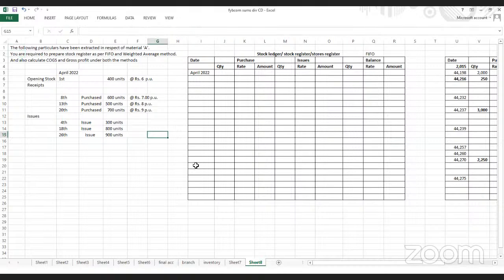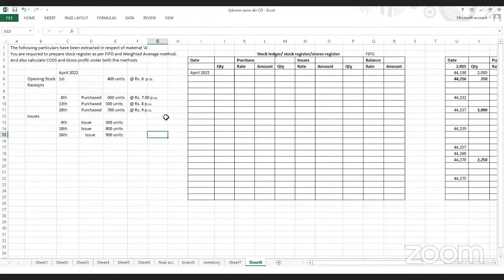Okay, so to solve this sum, you have to draw this format which is there on the screen. Stock ledger or stock register or stores register. You need to draw first a date column, then purchase, issue, and balance columns. Under these three heads, there will be three subheads under each of them: quantity, rate, and amount.